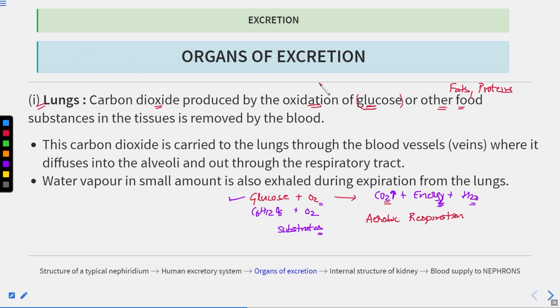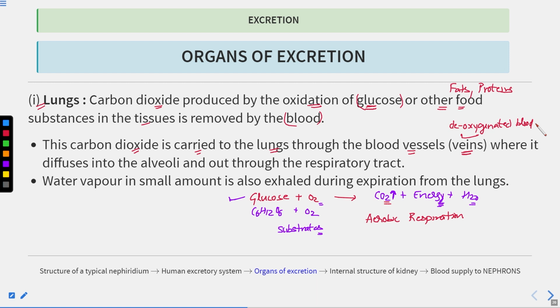So the carbon dioxide produced by the oxidation of the glucose and other food substances in the tissues is removed by the blood. So first, the carbon dioxide mixes in the blood. Then what happens? The carbon dioxide along with the blood is carried to the lungs through what? Through the blood vessels, which we call veins. So veins carry the impure blood, deoxygenated blood. And arteries carry the oxygenated blood.